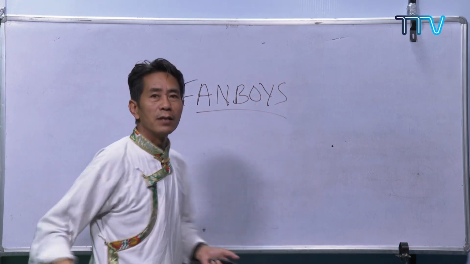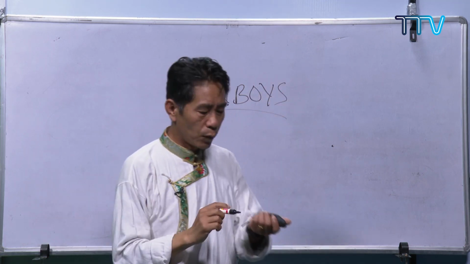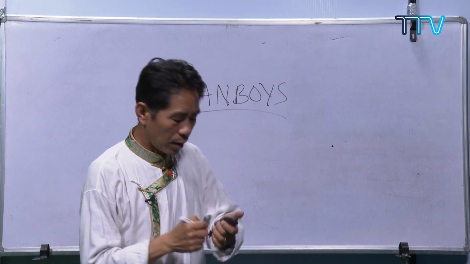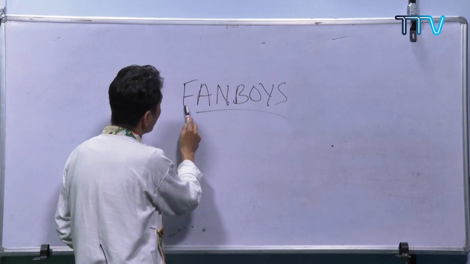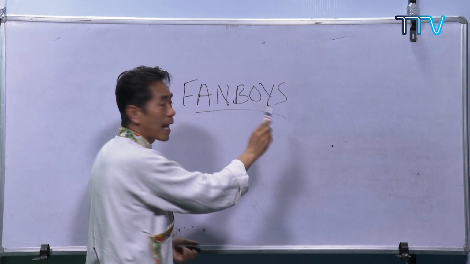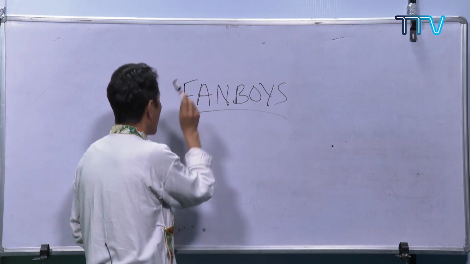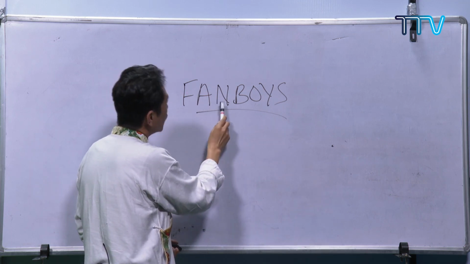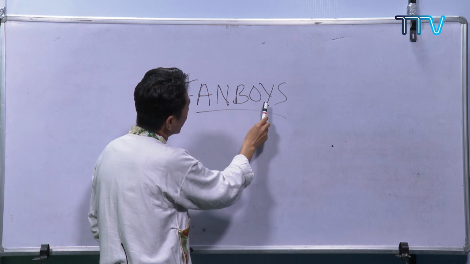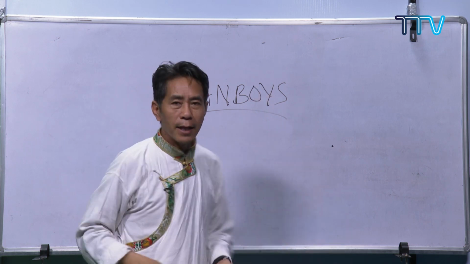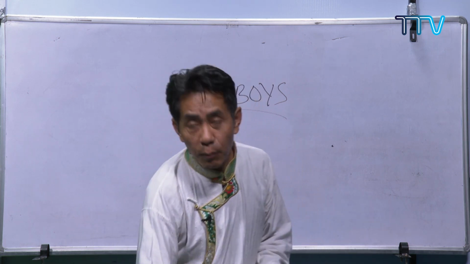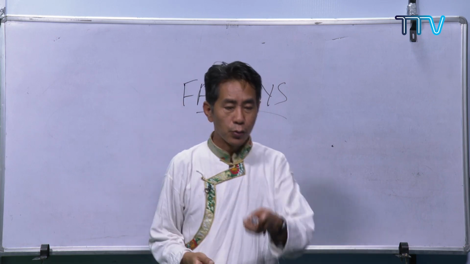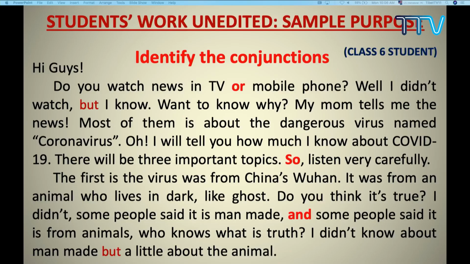So this is a conjunction, the simplest, the lowest level. Okay, FANBOYS. This is just an acronym: for, and, nor, but, or, yet, so. Now if you look at this composition, she has used all these conjunctions.